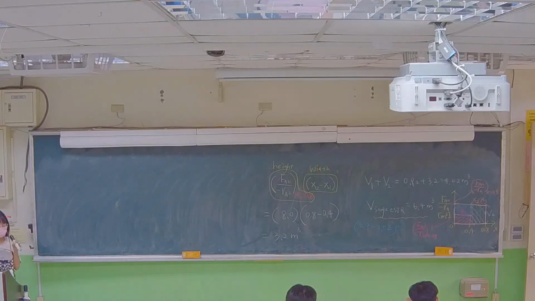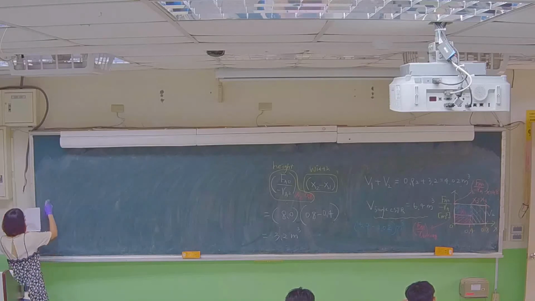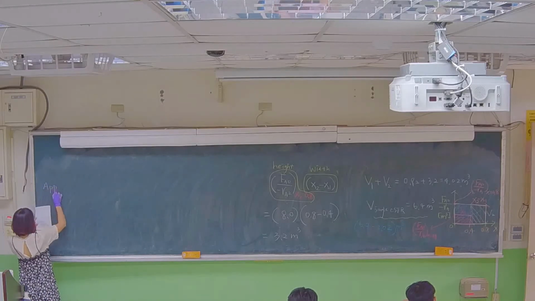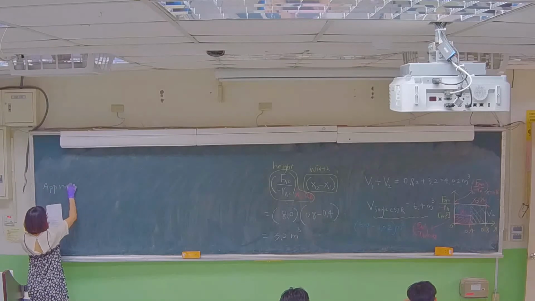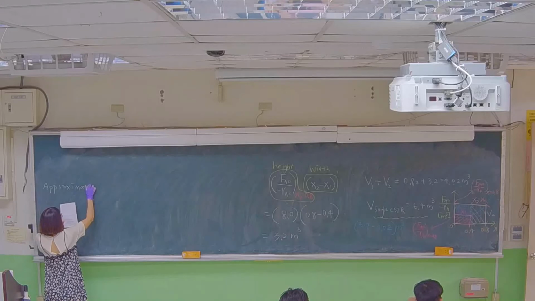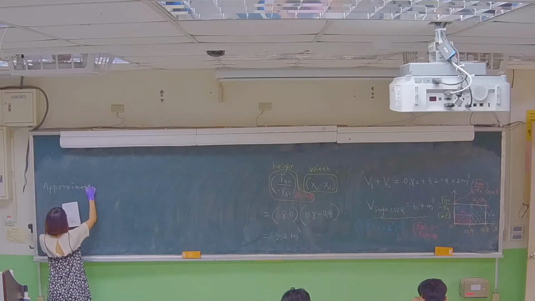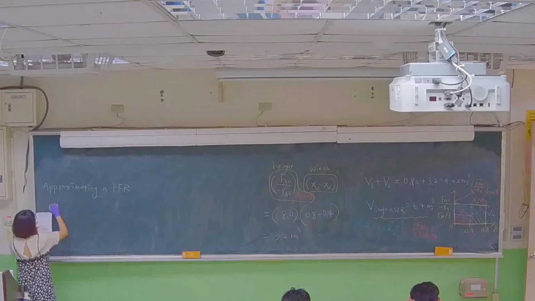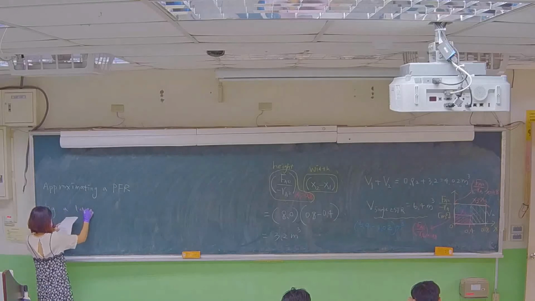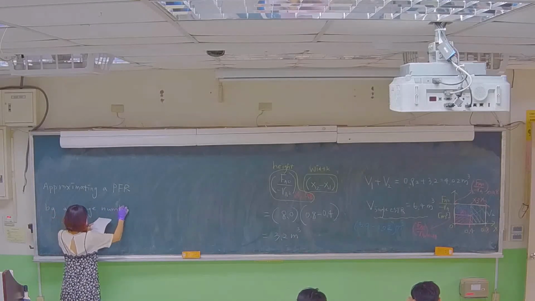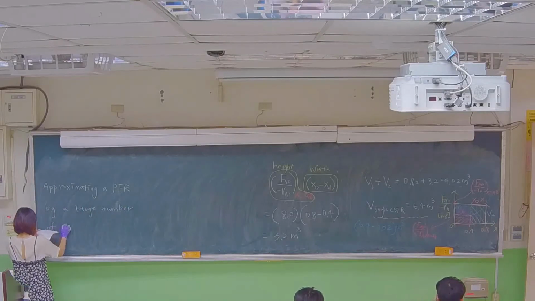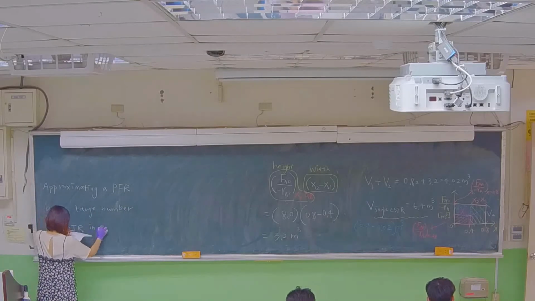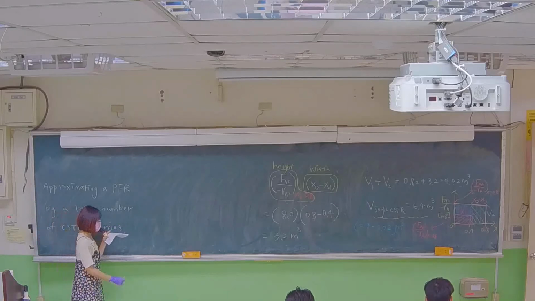Any question? Okay, if not, let's go to slide 31. Slide 31 is to compare PFR and CSTR. You can approximate a PFR by a large number of CSTR in series. You can do this.